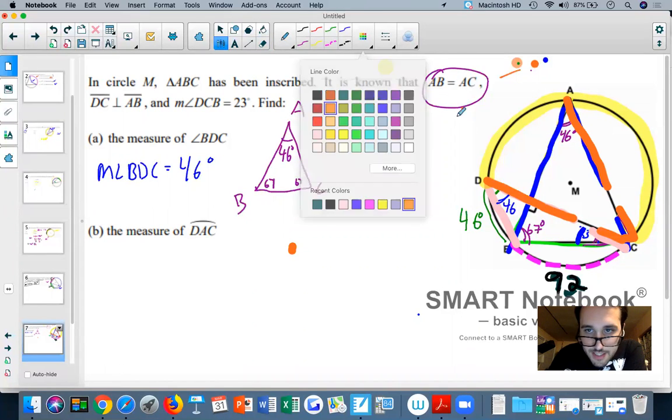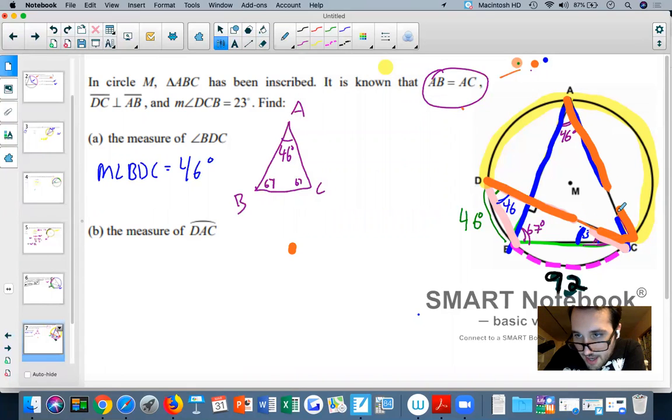It's getting a little messy. Let's see. So this angle is 44 degrees, right? Because 44 plus 23 is the whole angle. That's 67. But this is an inscribed angle. So this piece, right, is double that. So double of 44 is 88. And what if I told you we're basically done? And I'm going to erase everything except for what we have.